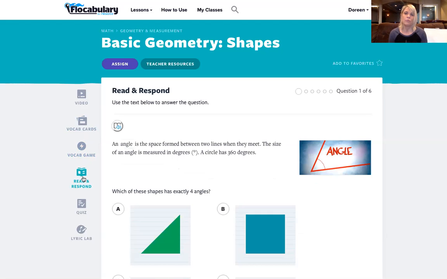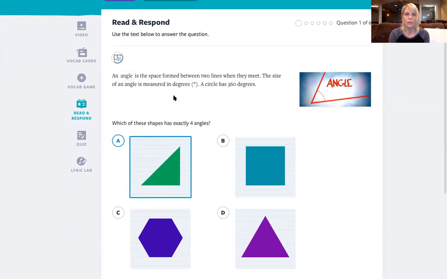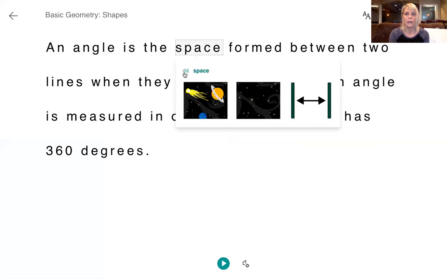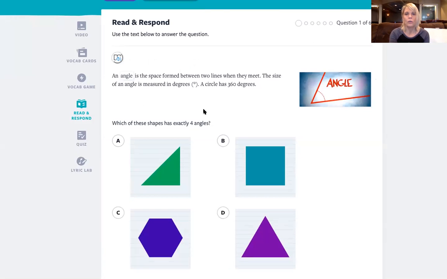After that, you have this read and respond. What the read and respond is that it gives you some text. You can have it read to you if you want. They'll read the question to you, word for word. If there's a word in anything that you don't know how to pronounce, you can click on the little book and it'll read it to you.